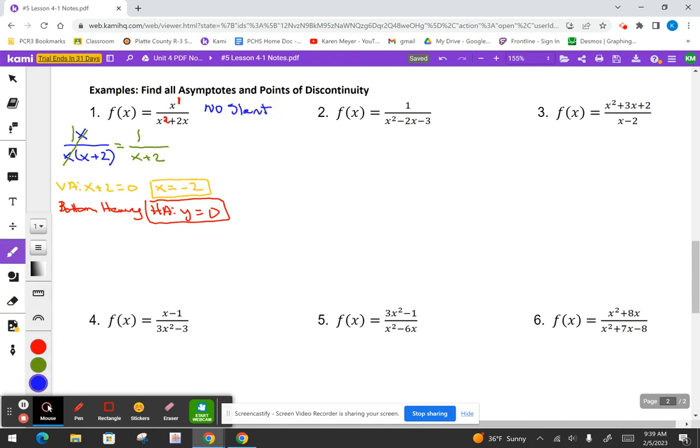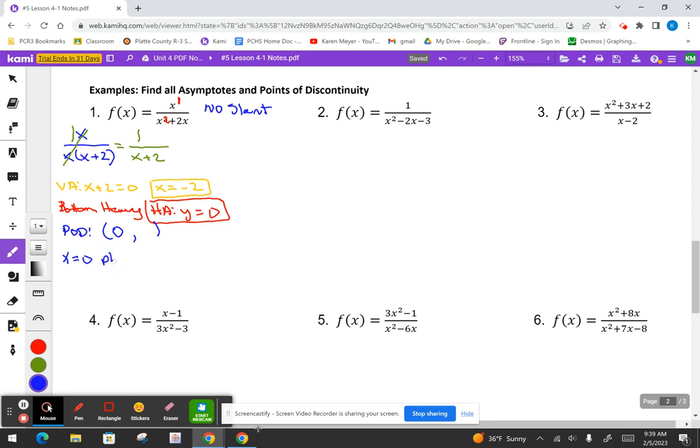All right, now to have a POD, something had to cancel out. Oh, we canceled out something, so we have a POD. Okay, to work on a POD, remember it has to be an ordered pair as your final answer. To help you get the x value, you look at what you canceled out. We canceled out just x. So if I was to solve that, I would say x equals 0, which is just the answer of 0.